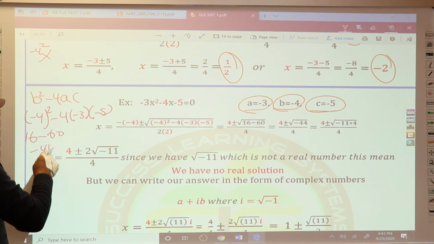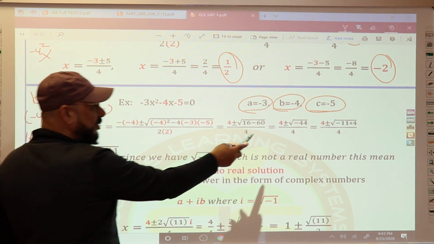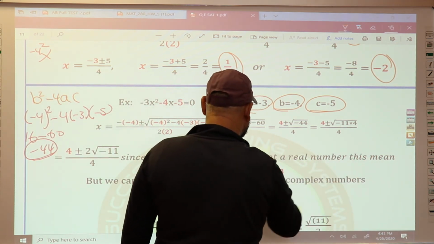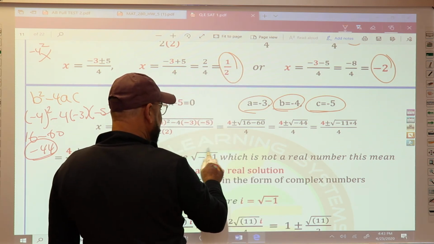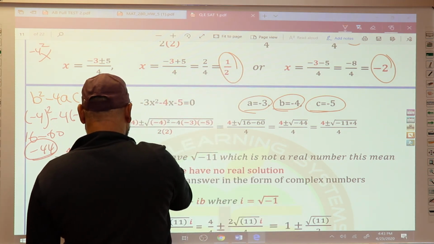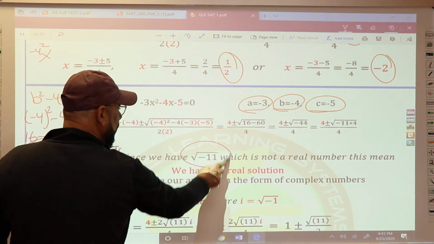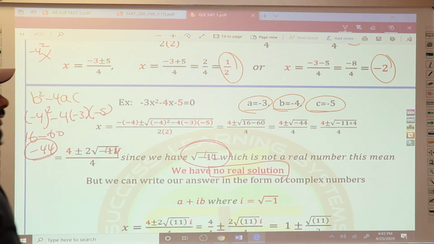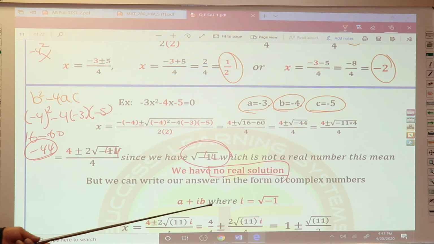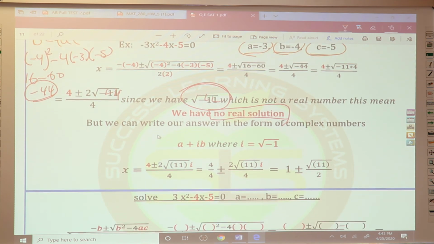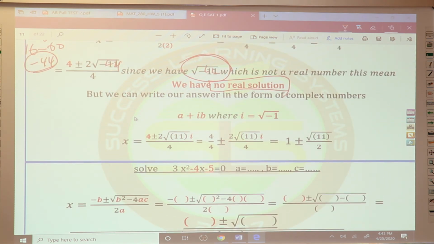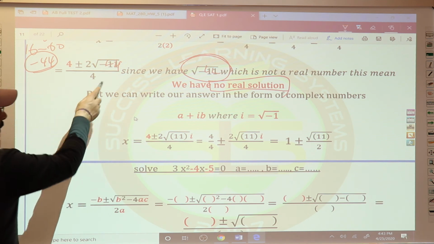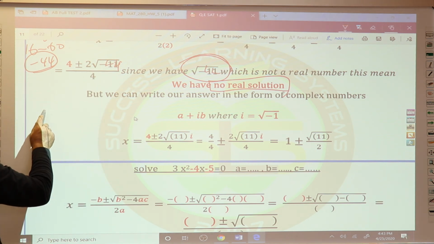Which is negative 44, right? Then no solution. Negative 44 means no real solution. But here, a little advanced, we can write our answer in terms of i.